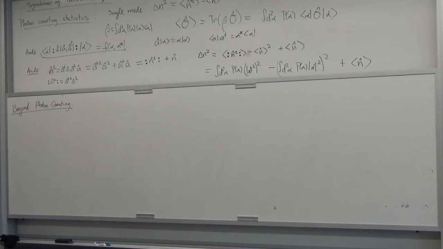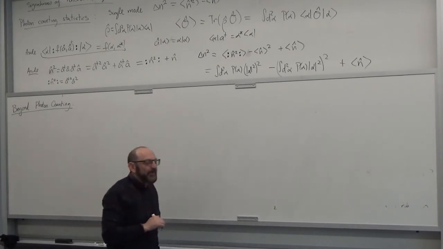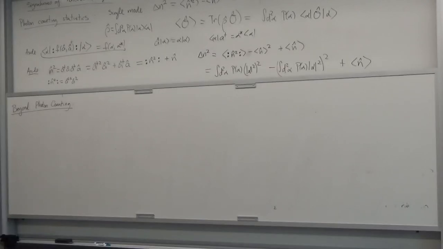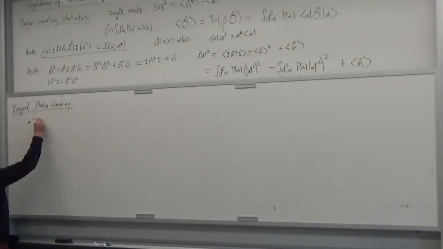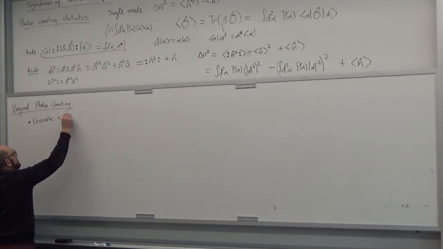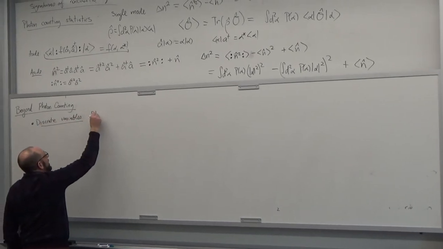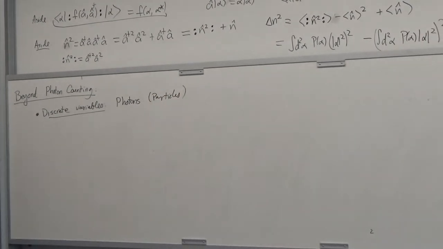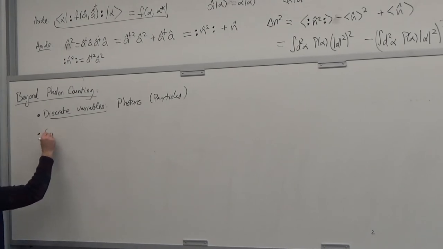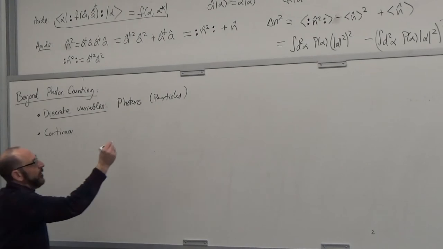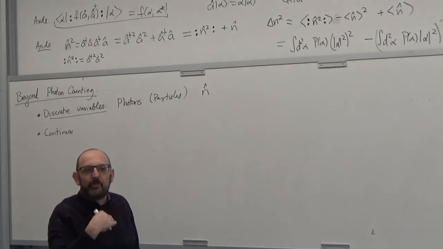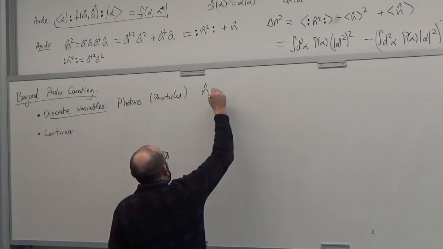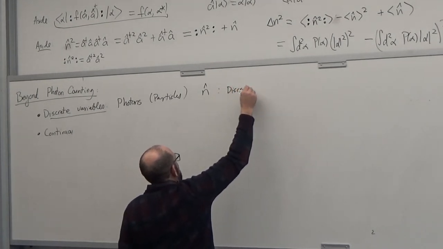So, in modern parlance in quantum optics, people talk about different kinds of degrees of freedom associated with the quantized field. One talks about so-called discrete variables, which have to do with photons, particles. Or one talks about continuous variables. So in particular, if I think about n as one observable, I'm talking about the photons, how many photons. This is a discrete variable. It has discrete eigenvalues.